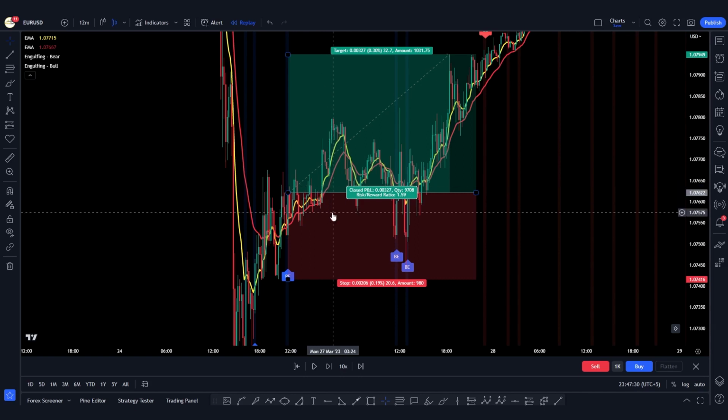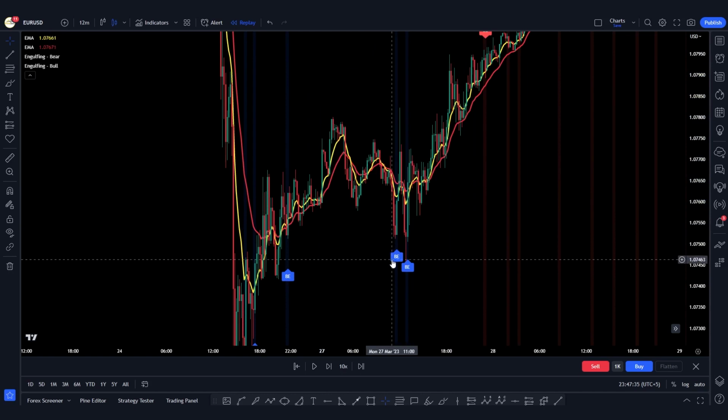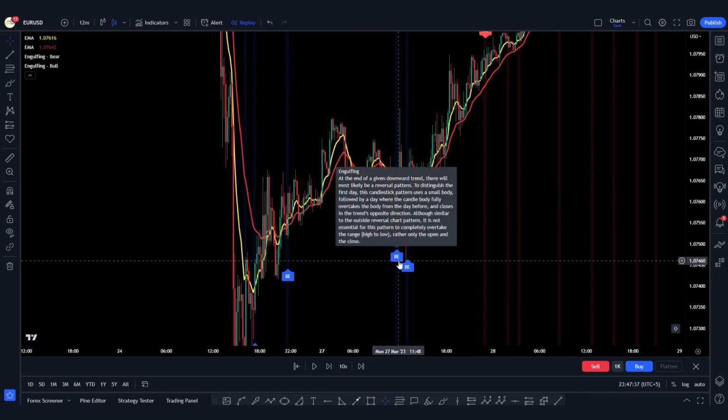So this is how you can use this very simple trading strategy by combining the momentum of the market and the candlestick pattern indicators that are available for free in TradingView.